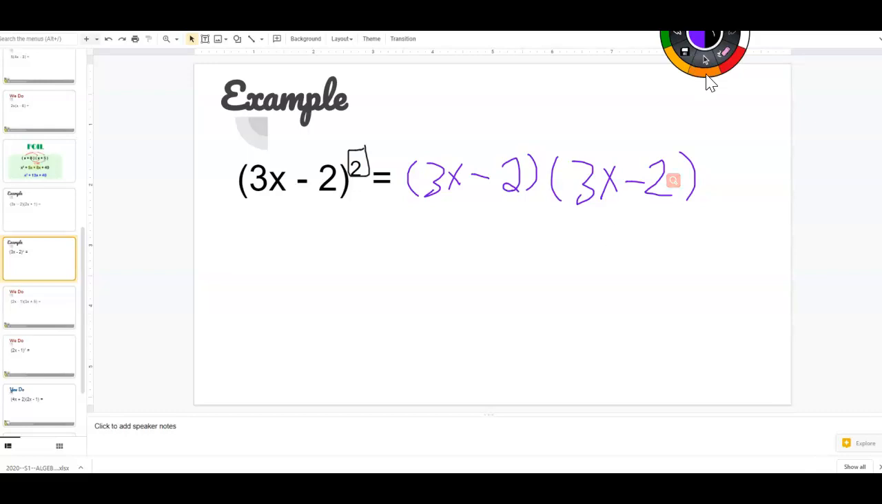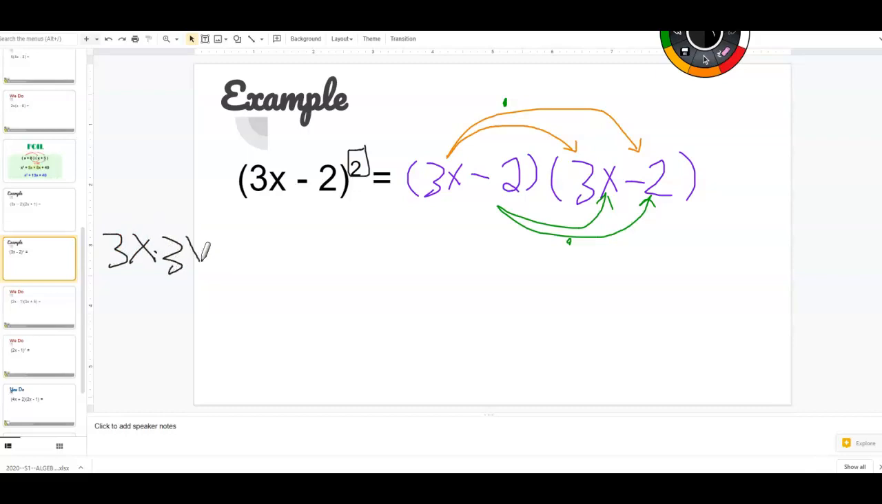And now you have two parentheses times each other. So you're going to do the following. So the first guy in the first parenthesis times everybody in the second parenthesis. And then the second guy in the first parenthesis times everybody in the second parenthesis. So each arrow is multiplication. Okay. So let's do the multiplication 4 times. So first arrow 3x times 3x. Number times number, 3 times 3 is 9. X times x is x squared.